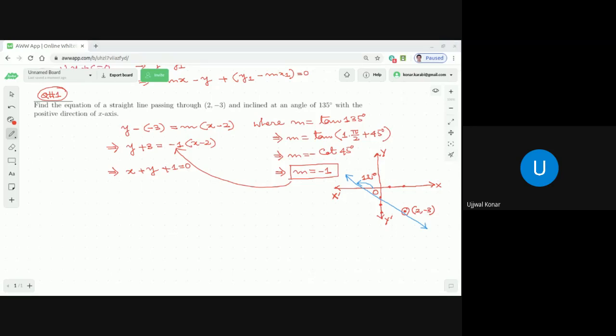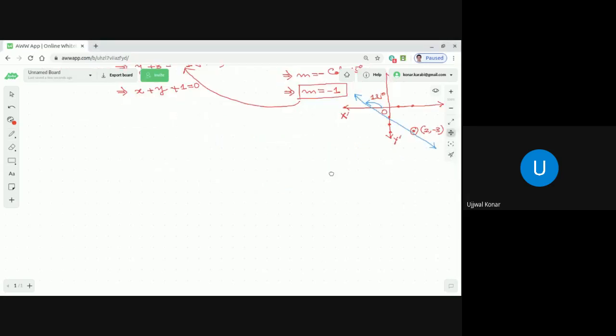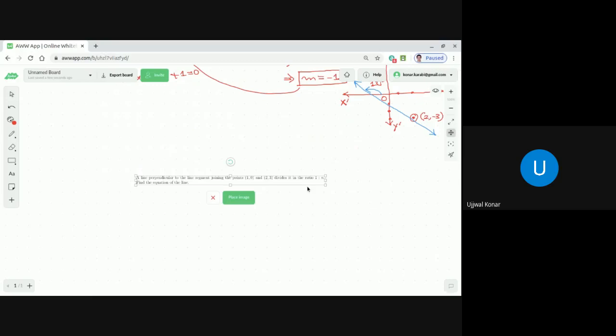Second one, dear students, I would like to give the second question to you, and I want you to solve it, and let's see how it proceeds. So please look at this question and do let me know your solution. So the question here is something like this.